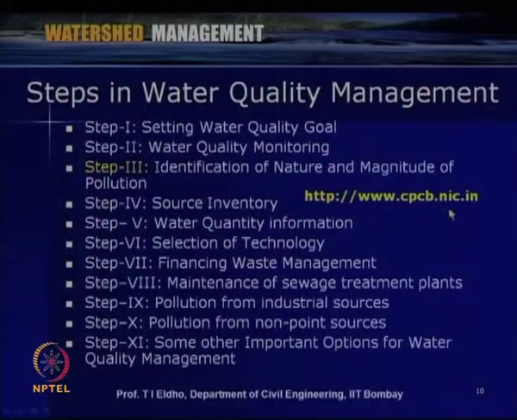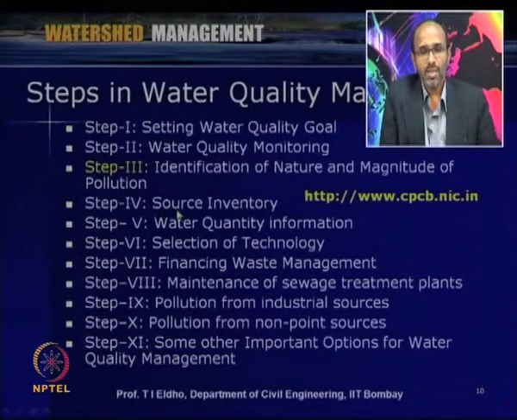Here, as per the Central Pollution Control Board, Government of India, on their website, they have come up with about 11 steps for water quality management. It starts from step number 1, setting the water quality goal, then step number 2, water quality monitoring, then step number 3, identification of nature and magnitude of pollution, then source inventory, and step number 5, water quantity information: what is the quantity of available water, and what type of water, whether it is surface water or ground water, and where the source of this is.